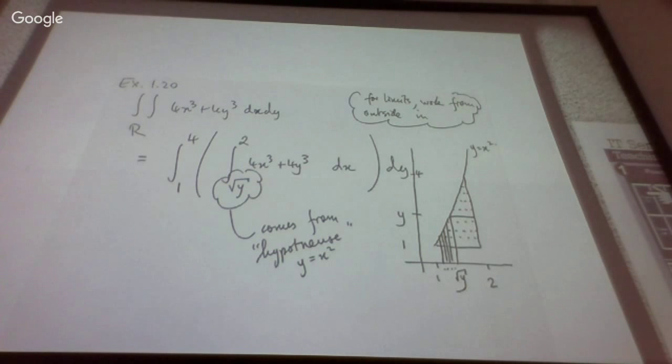So putting in x equals 2 and subtracting the expression from x equals the square root of y leads us then to that polynomial in y you see there in equations 183 and 184. Then you're down to just an integral of a function of one variable that will be carried out in the usual way.